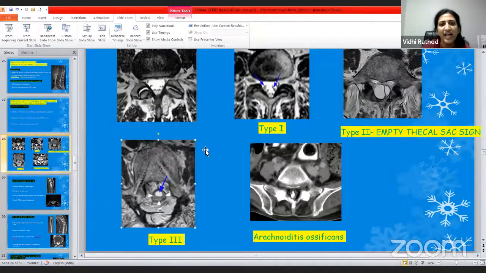So in that, we have certain grades. This is the normally spaced cauda equina nerve roots. They are spaciously placed. They are not thickened within the thecal sac. In type 1, they are mildly thickened and slightly crowded. In type 2, they are almost peripherally placed within the thecal sac, giving the appearance of the empty thecal sac sign. In type 3, they are all clumped together centrally. And arachnoiditis ossificans is the most severe form, wherein we see calcification.